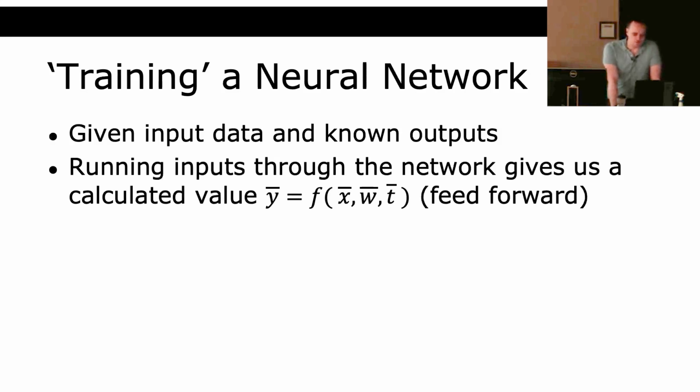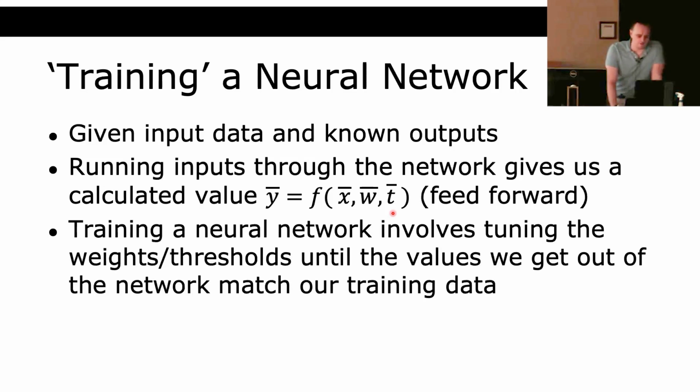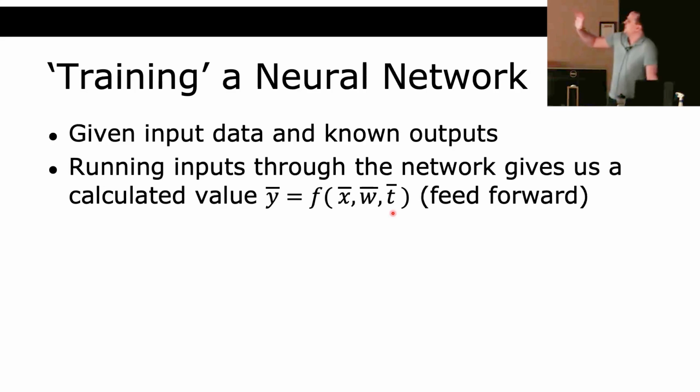So running inputs through the network gives us some calculated values. This y bar just means that it's a vector, okay? So we have some vector of outputs, which is a function of the vector of inputs, the vector of weights, and the vector of thresholds, because we're still dealing with the thresholds of this perceptron. We haven't moved on to a truly modern neural network yet. So training a neural network involves tuning the weights. The act of putting inputs into a neural network, it calculating all those dot products and then coming up with an output, that one calculation is called feed forward, all right?